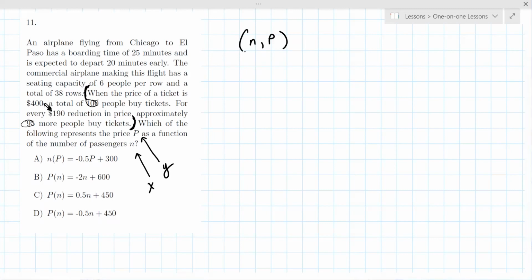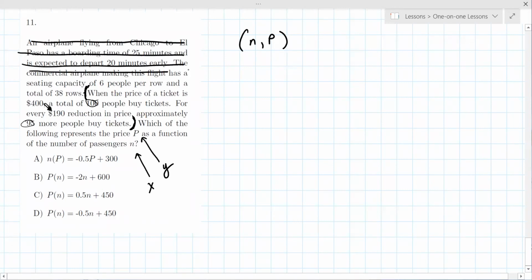Do the minutes have to do anything with them? Nope, completely irrelevant. Okay. So the number of people per row and the total 38 rows, none of that's useful. So it would be, well, 400 would be the P. So, okay, 100 comma 400. And then 95 comma 190. So it's 95 more. Oh, so yes. Okay, and then the new price? 190. Or no, 210. 210.